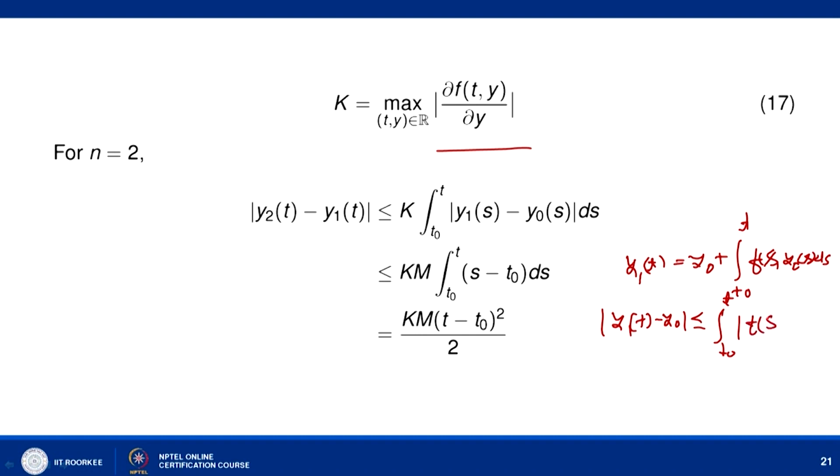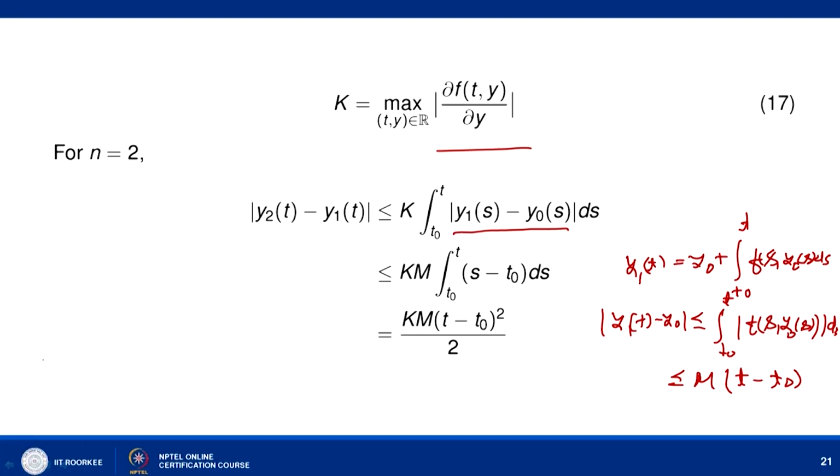the integral from T naught to T of the modulus of f(s, y naught(s)) ds, and we already know that this is bounded by M times (t minus T naught). So, we already know that y1(s) minus y naught(s) is bounded by this quantity. So, we can say that this is bounded by k M times the integral from T naught to T of (s minus T naught) ds, and if you simplify this integration, it comes out to be k M (t minus T naught) square divided by 2.